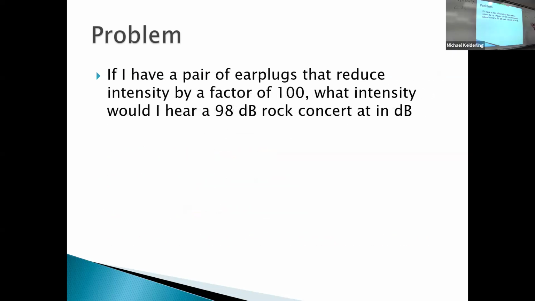So if I have a pair of earplugs that will reduce intensity by a factor of 100, so they cut down the power passing through them by a factor of 100, what intensity would I hear a 98 decibel rock concert?